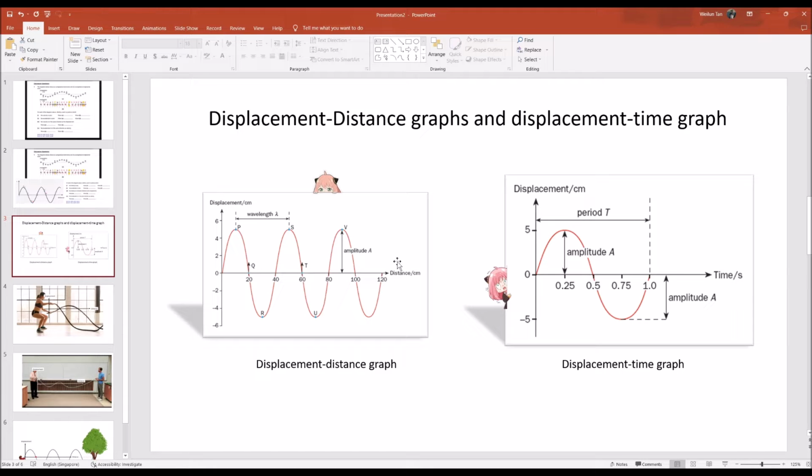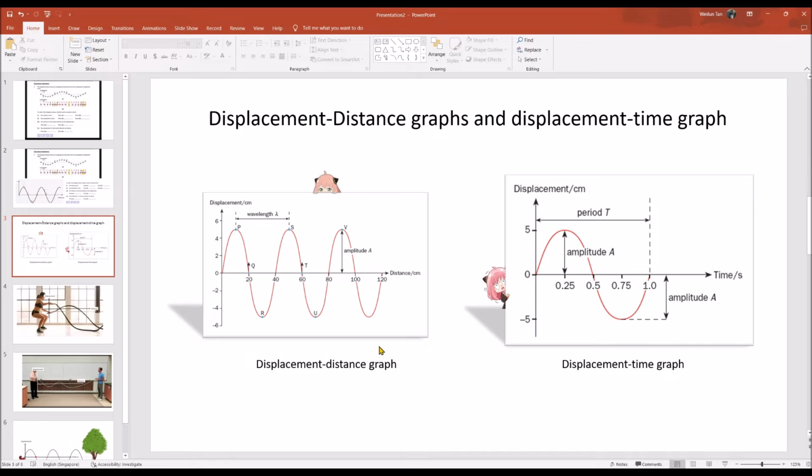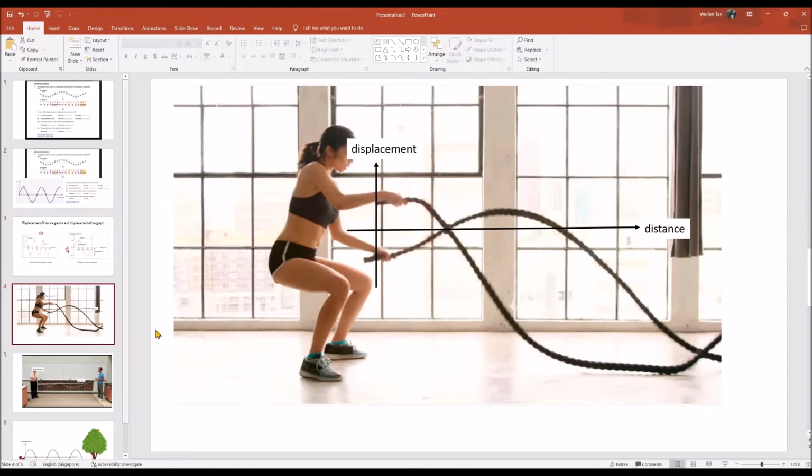So maybe I hope to take this video to talk about this and also look at one of the class exercise questions, question number 5, which many of you have requested me to explain: how do you approach that question? Okay, so let's start with the displacement distance graph. The displacement distance graph is basically a snapshot of the entire wave itself, like this.